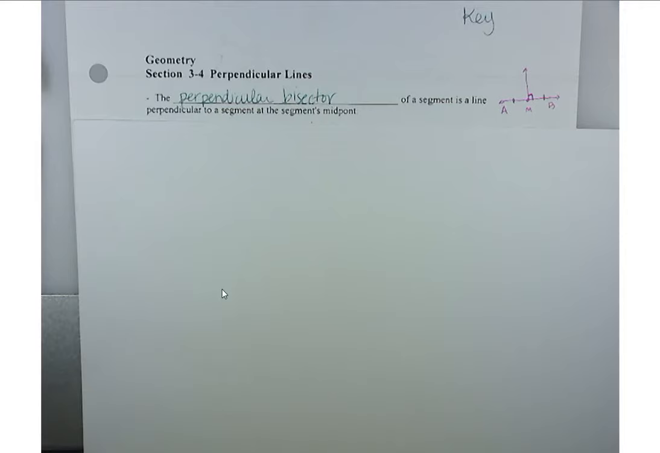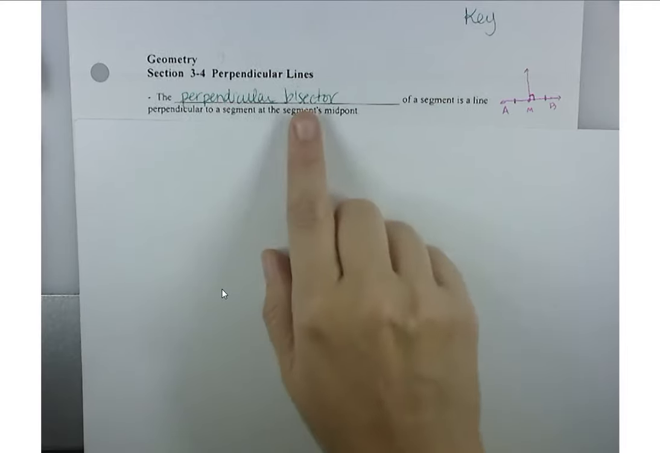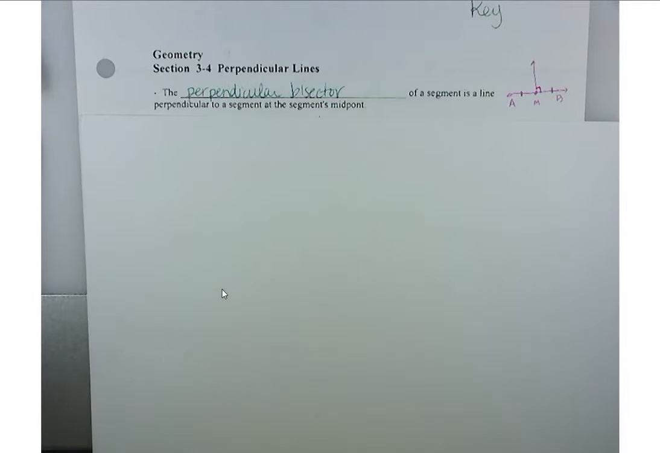Okay, so today we're going to do 3-4, which is all about perpendicular lines. And the first thing we're going to talk about today is a perpendicular bisector. Hey, remember that term bisector? We've talked about segment bisectors. We've also talked about angle bisectors. Whenever we had a bisector, Xavier, what did the bisector do?